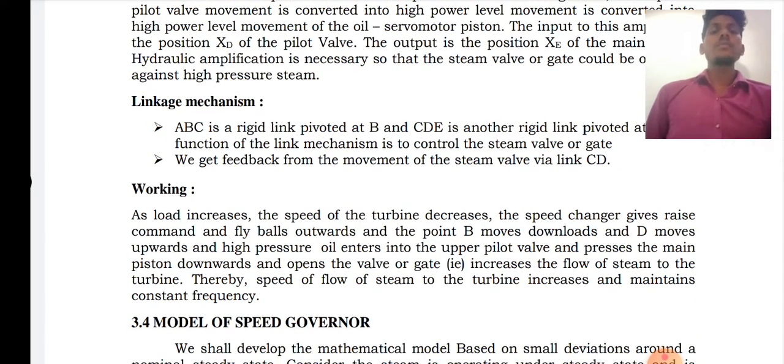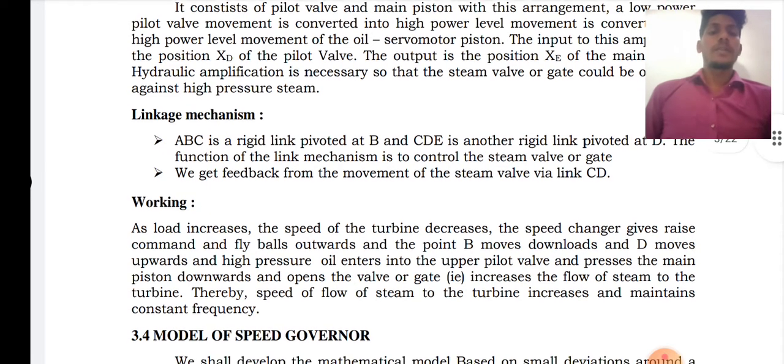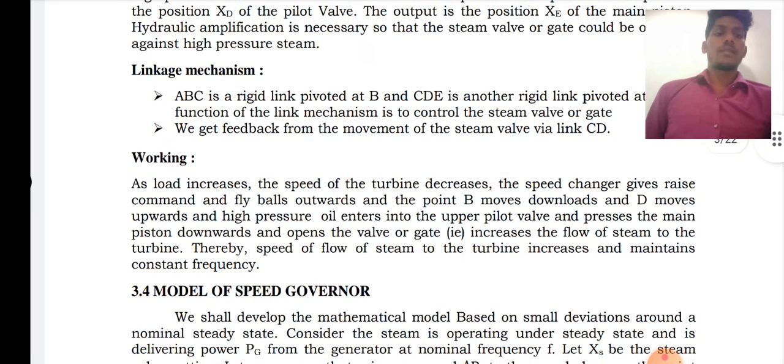Working: when the load increases, the speed of the turbine decreases and the speed changer is raised, commanding the flyball outward. The point B moves, D moves downward, and the high pressure oil enters into the upper pilot valve, pressing the main piston, thereby increasing the flow of steam to the turbine and maintaining the constancy of the frequency.